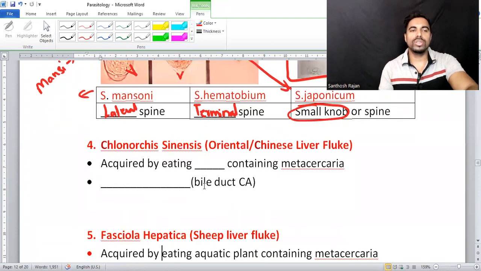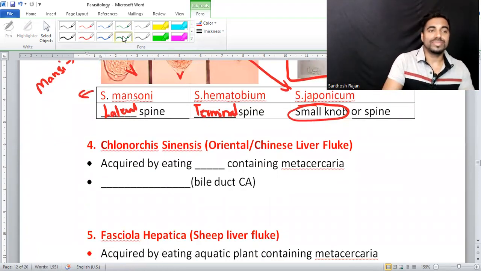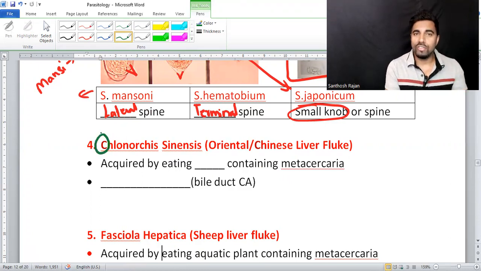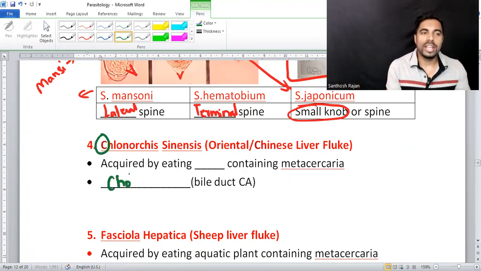Now, next is Clonorchis sinensis. Clonorchis sinensis, again, is important for one reason. Without going into detail, you can tell me now: what is the cancer it causes? Frequently asked question, C for cholangiocarcinoma.